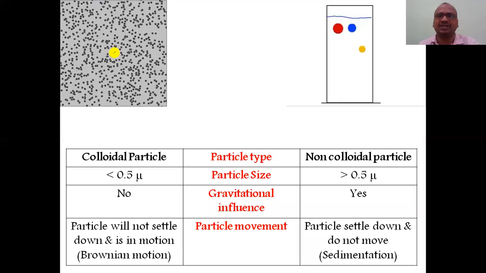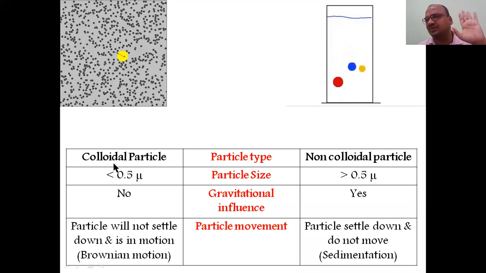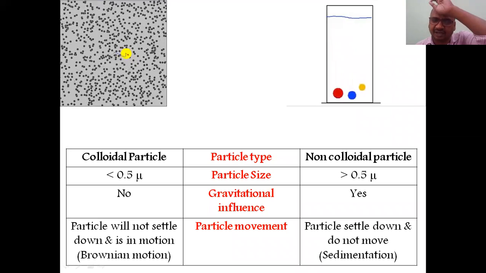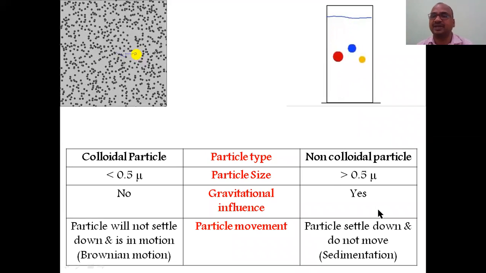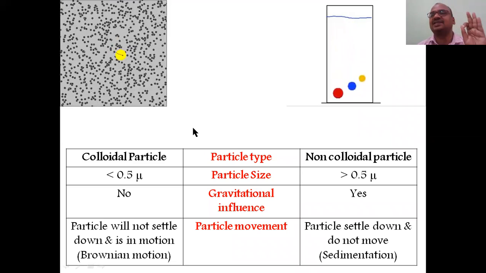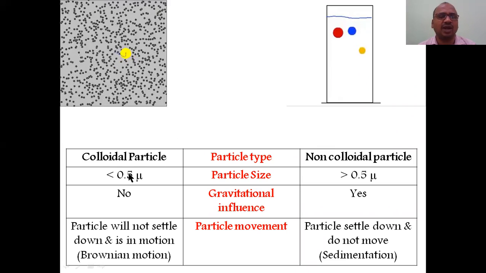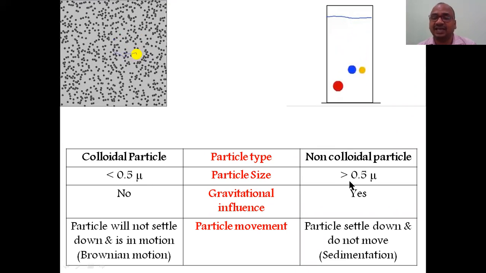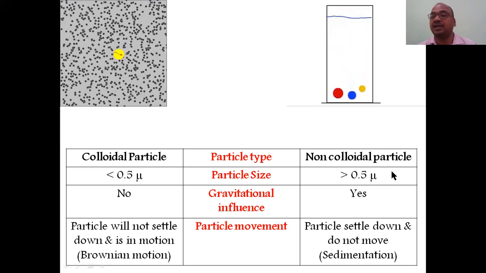Here I will show you what Brownian motion is. Only the concept of Brownian motion, this is very, very important. It is there in the colloidal chapter, and suspension settlement is also there. Whenever the particle size is less than 0.5 micron, you can say it is a colloidal particle. If it is greater than 0.5 micron, then you can say it is a non-colloidal particle.